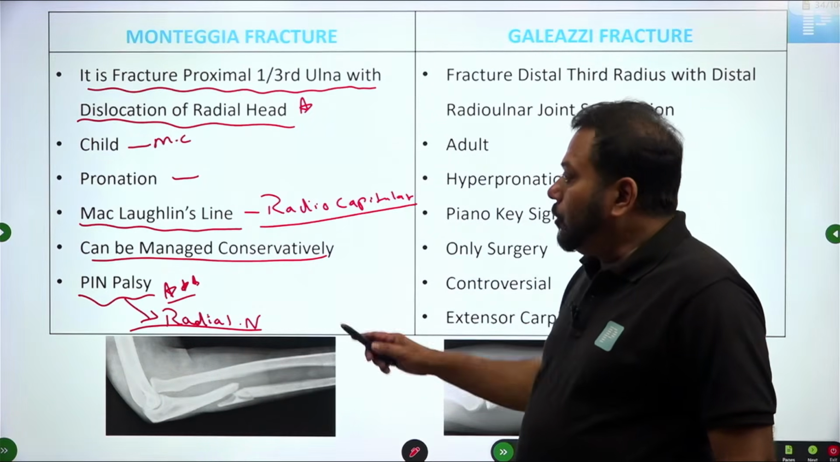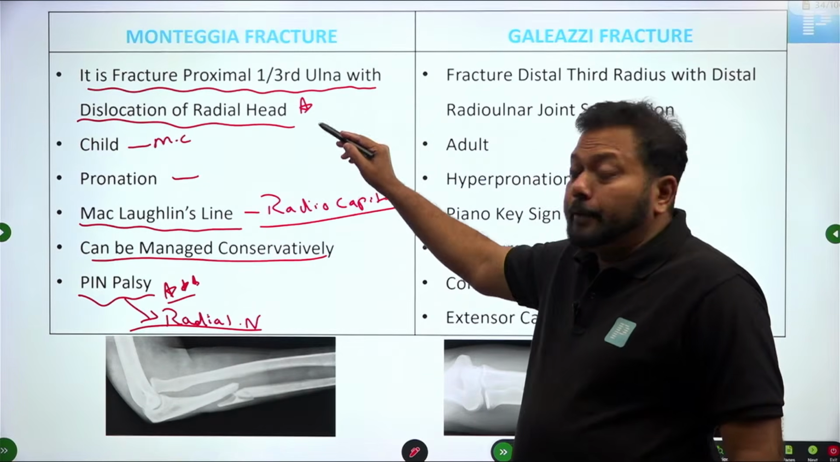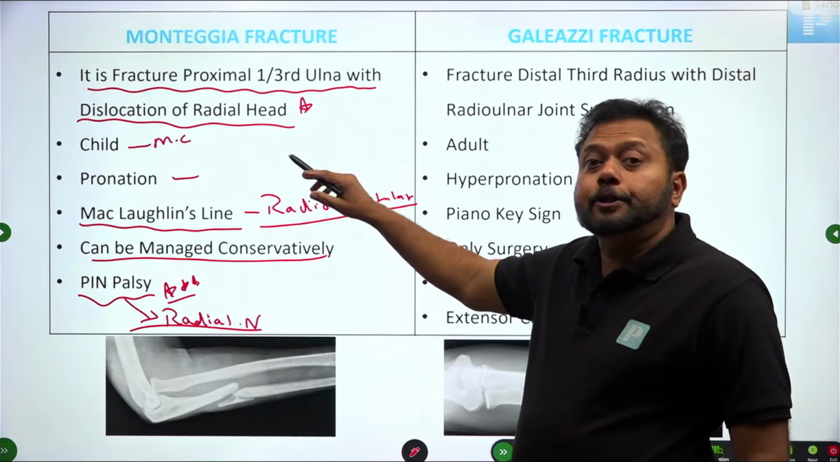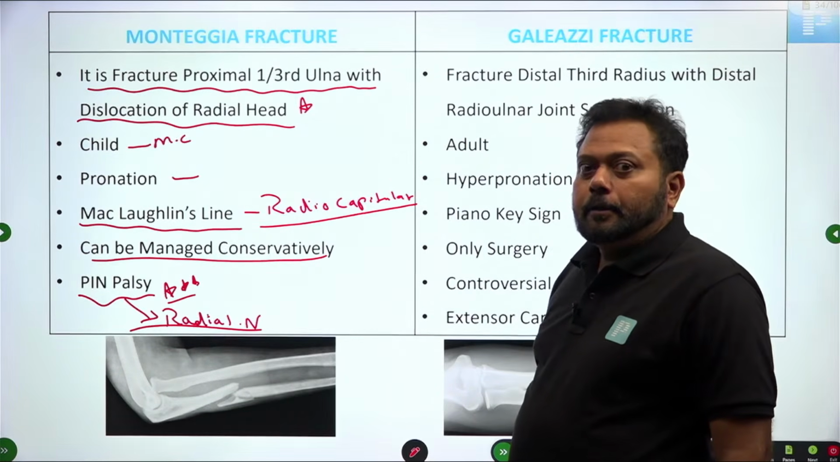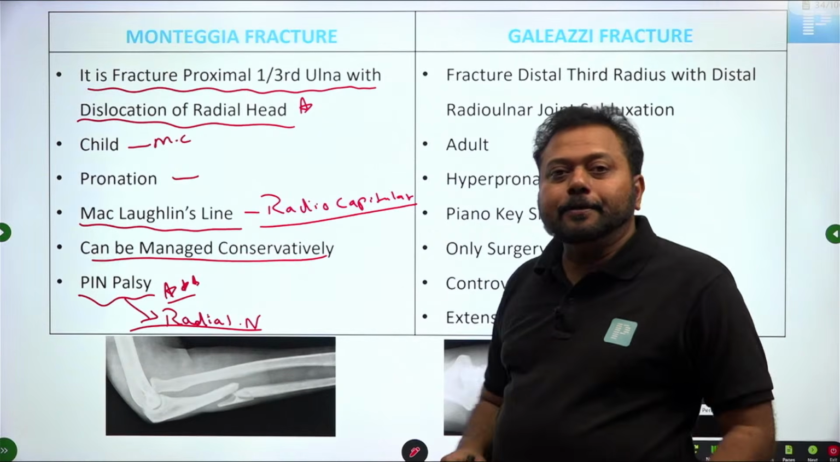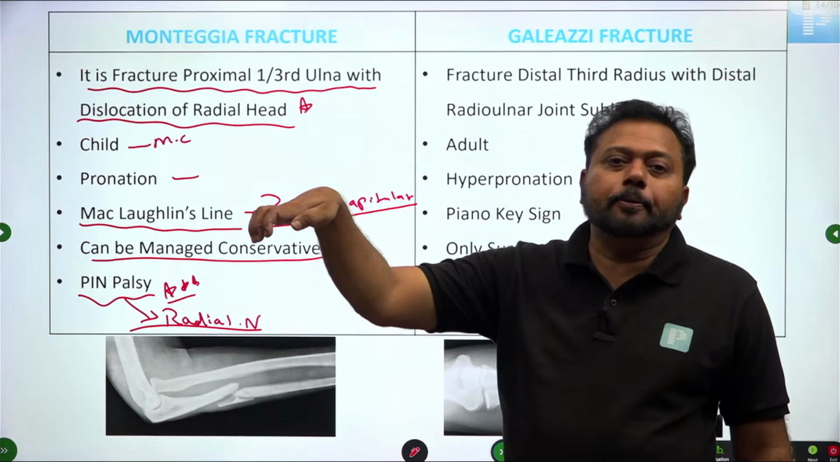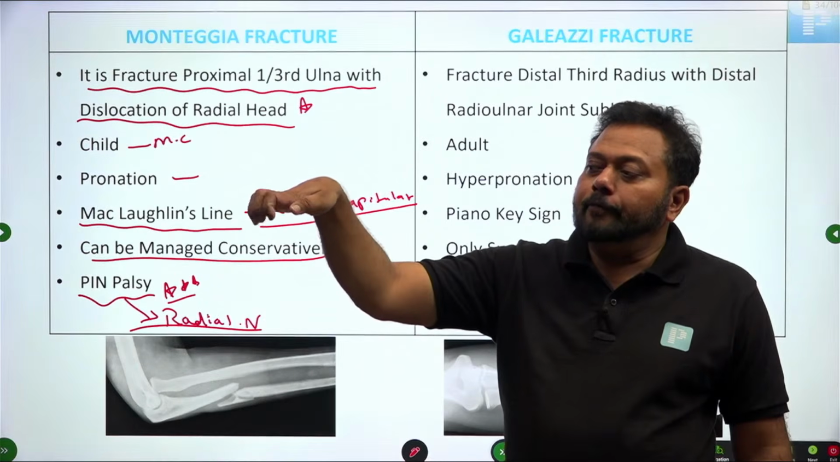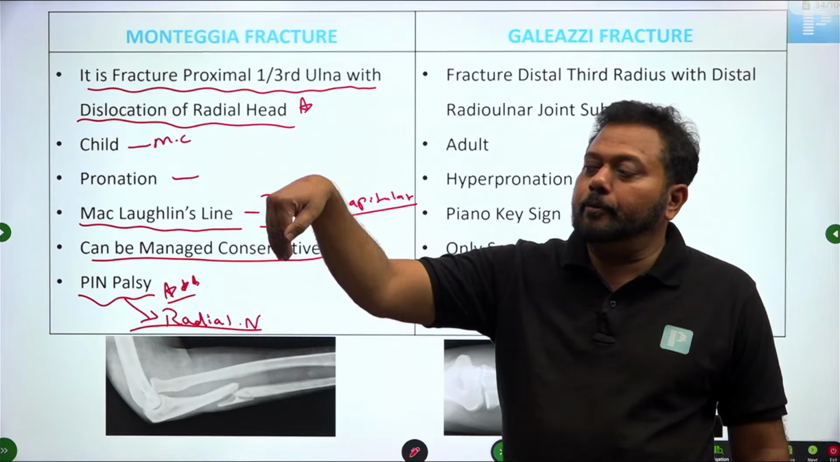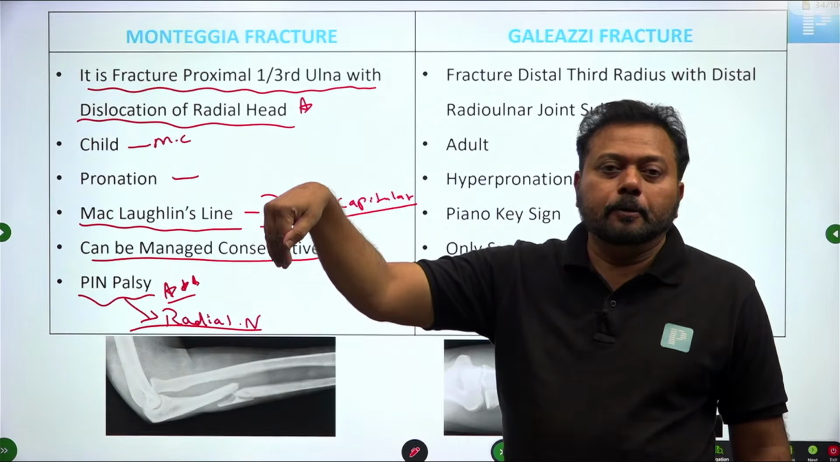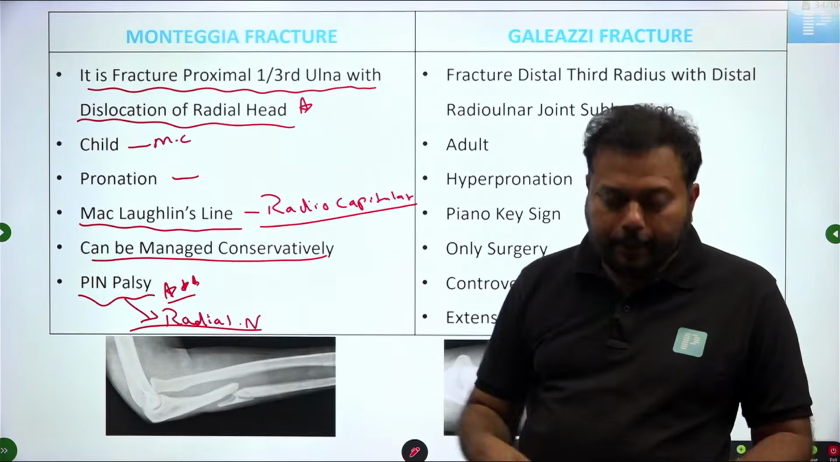Right. Now, Monteggia's fracture is more common in children than adults. The most common nerve that is damaged is the posterior interosseous nerve. So the patient will present to you with finger drop, like this. Patient will come with finger drop, thumb drop. Okay, posterior interosseous nerve.